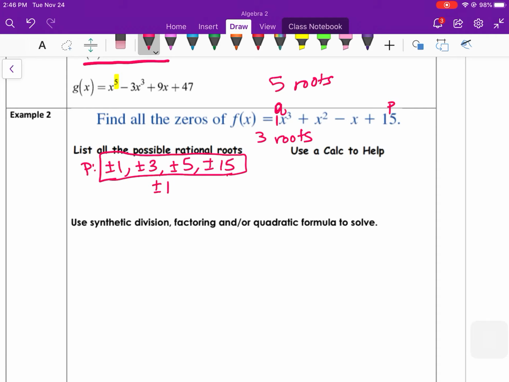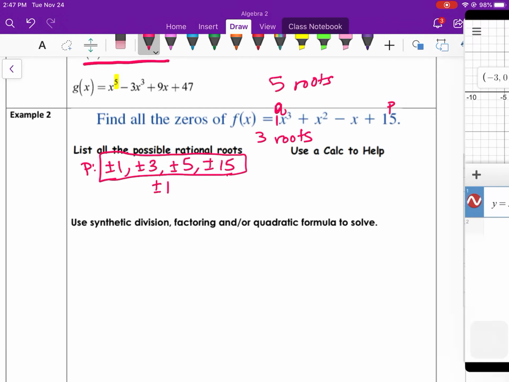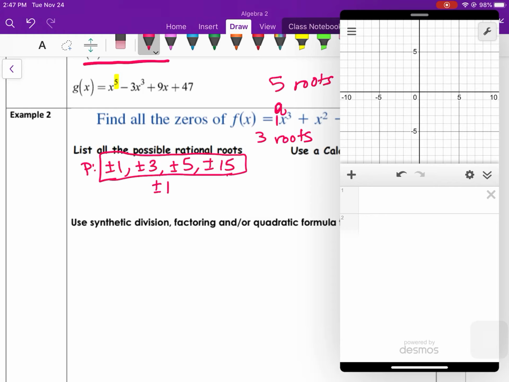So rational roots, remember, are the real roots, the whole numbers, either fractions or decimals that can be written as a fraction. So if you go ahead and use your calculator, decimals I think works the best for graphing. So that's what I'm going to use.